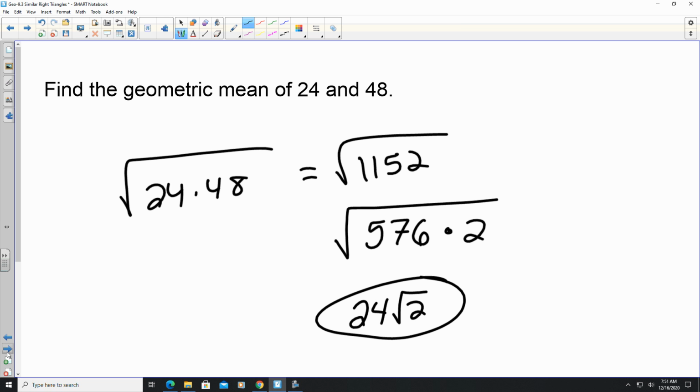Anytime they're looking for a geometric mean, they're usually looking for the exact answer, unless they specifically say they want the approximate answer rounded to the nearest tenth or hundredth or whatever it is. But they're mostly looking for an exact answer, and usually the exact answer has some form of radical if it is not a perfect square number inside the square root.